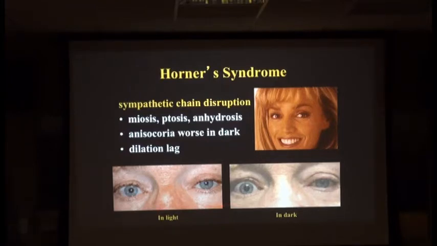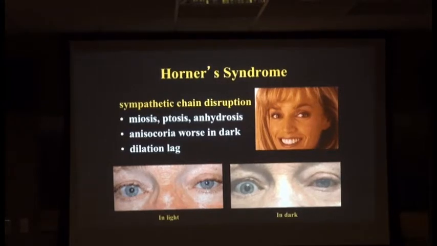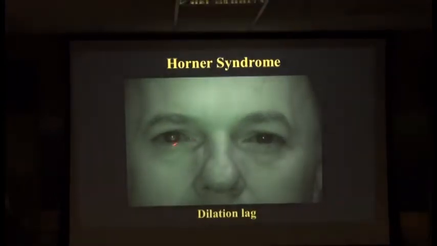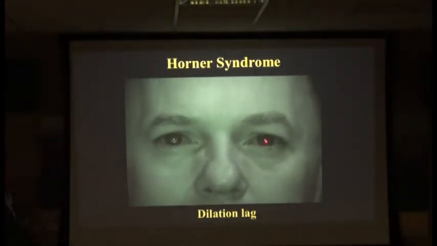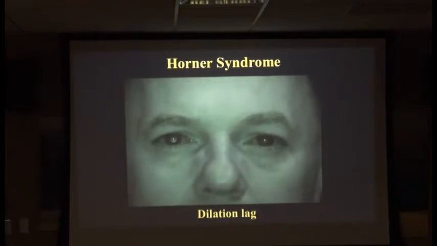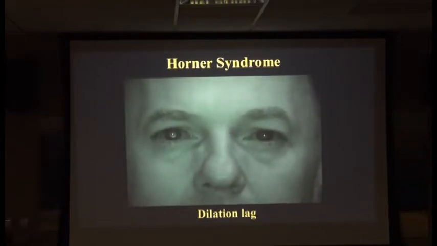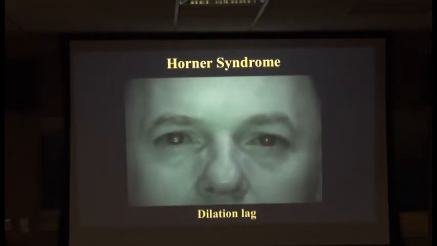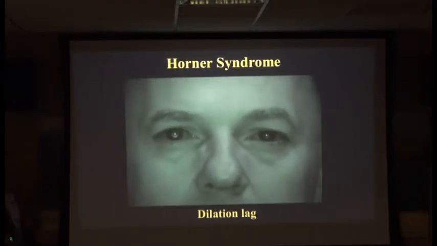And here's that same person. And there's something else that we look for, you guys can look for, that if you find it, it means there's a Horner syndrome. And it's called dilation lag. And I'm going to show you a video. So this video will start right when the lights are switched off. Look at this nice red reflex here. No red reflex here, right? Real time, watch what happens. He's developing a red reflex. Why? The pupil's getting bigger. It's getting big enough to have a red reflex.